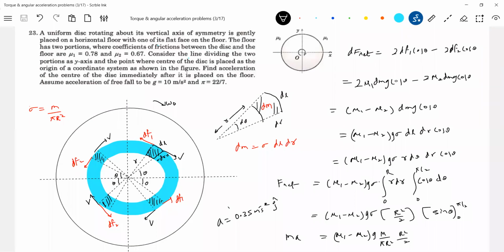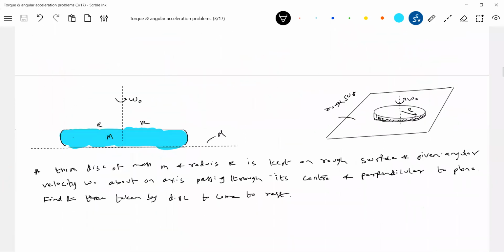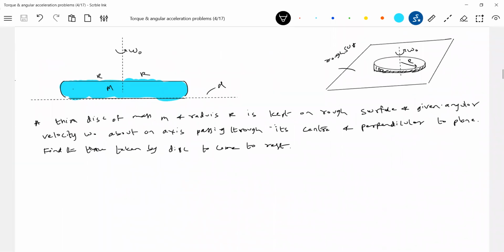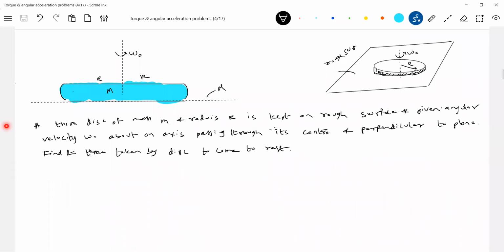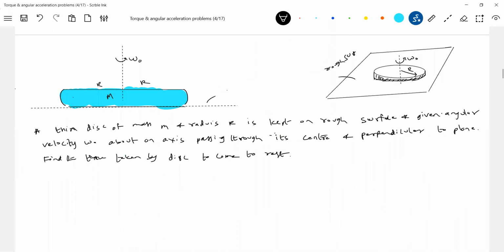I'll scroll down. So what about torque? It didn't show interest in asking torque. Okay, let's go for torque also. I'll give a slightly easier, simplified one. Read the question now. We'll now discuss the torque due to this friction. Okay, there is a circular disc.